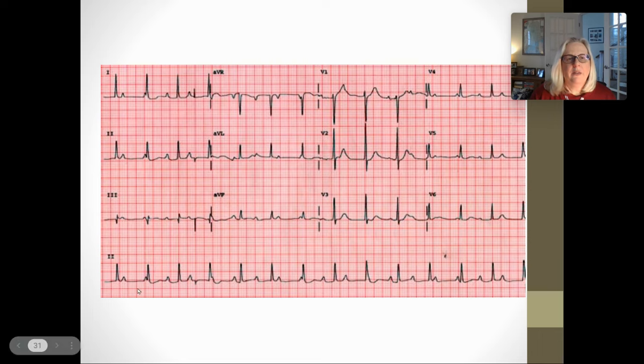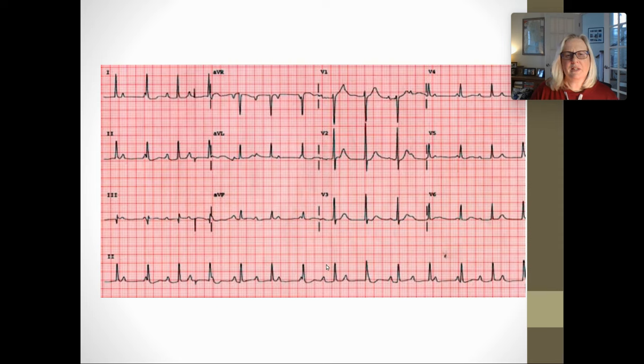Okay, this is a P wave right here. Then I have another P wave, and another, and another, and another. They don't make any sense at all. And they're coming pretty fast, just above 100. Those P waves don't match up with QRSs at all.